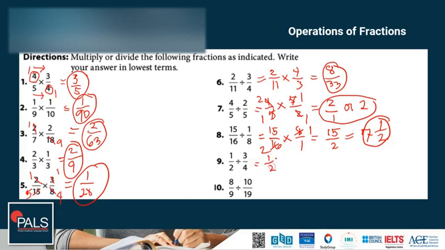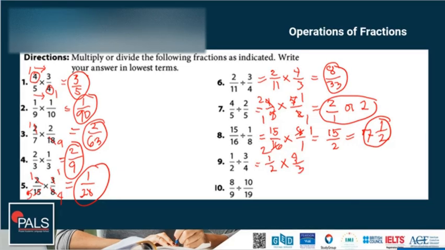Number 9. 1/2 times 4/3. Then we can cross cancel 2 and 4. 2 divided by 2 is 1. 4 divided by 2 is 2. And then multiply across. 1 times 2 is 2. 1 times 3 is 3. So the answer is 2/3.